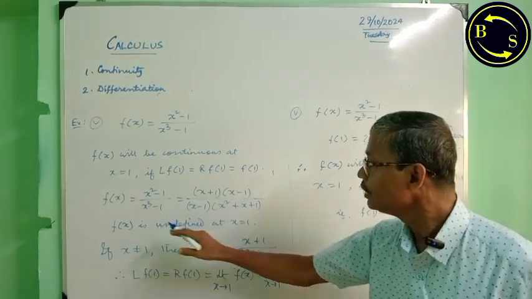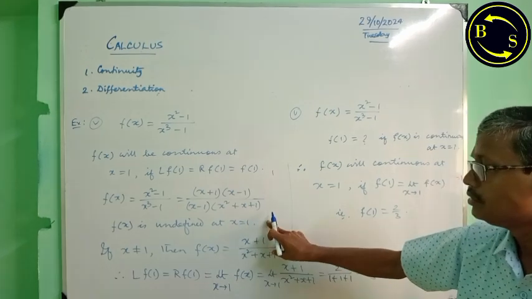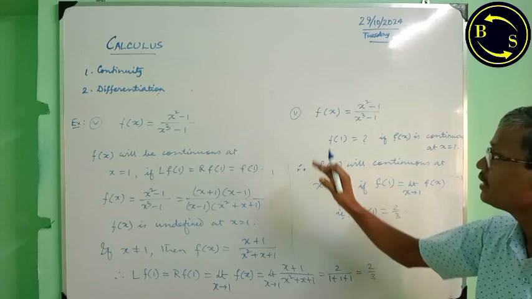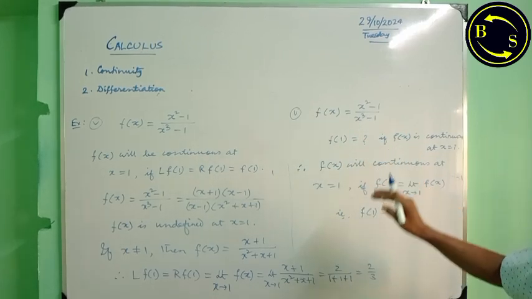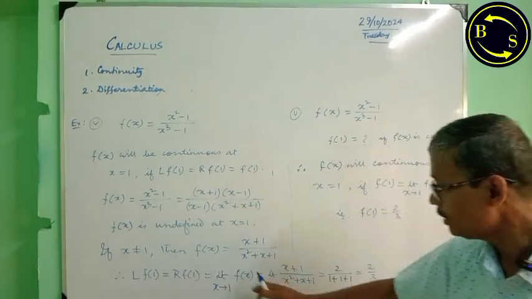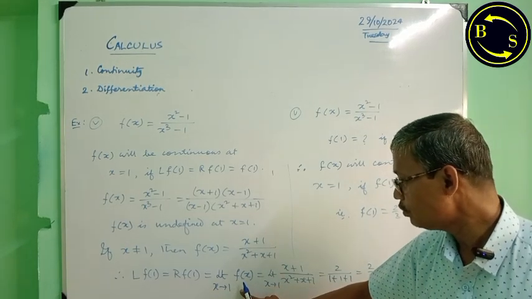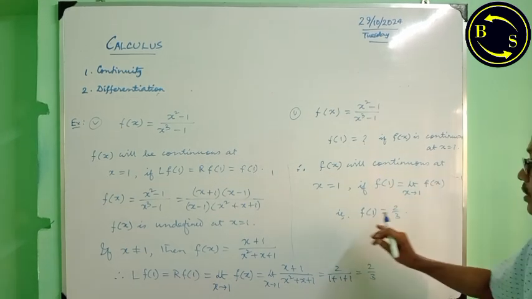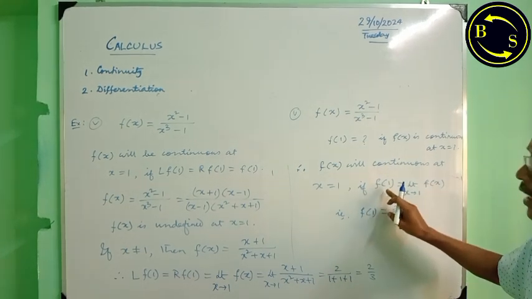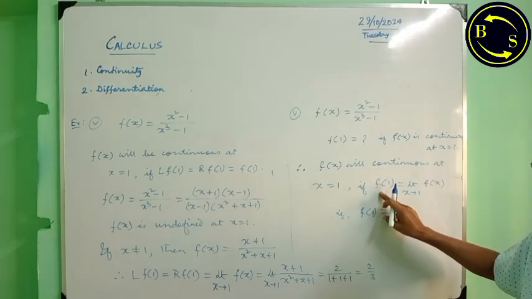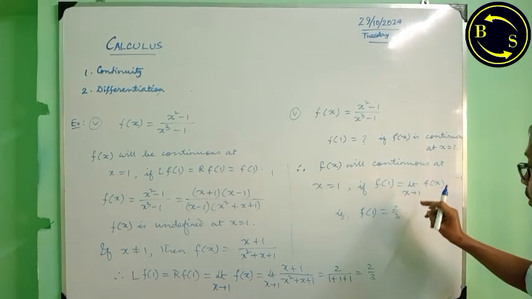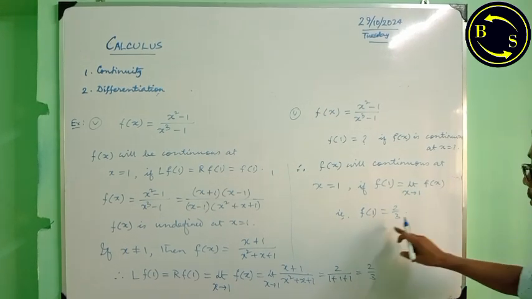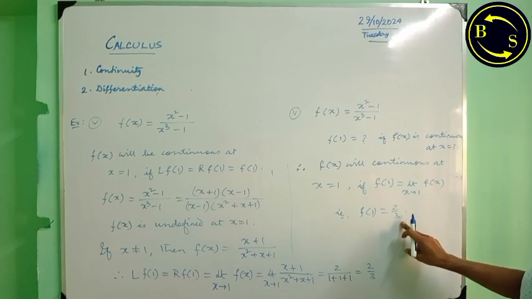First, we have shown f(x) is undefined at x equal to 1. Now, given that this function is to be continuous at x equal to 1, for that, first of all, I have calculated the limiting value of f(x) as x tends to 1, and we got the result 2 by 3. Now, f(x) will be continuous at x equal to 1 if the value of the function at x equal to 1 be equal to the limiting value of f(x) as x tends to 1. Using that concept, we got f(1) equal to 2 by 3. Hence the problem is solved.